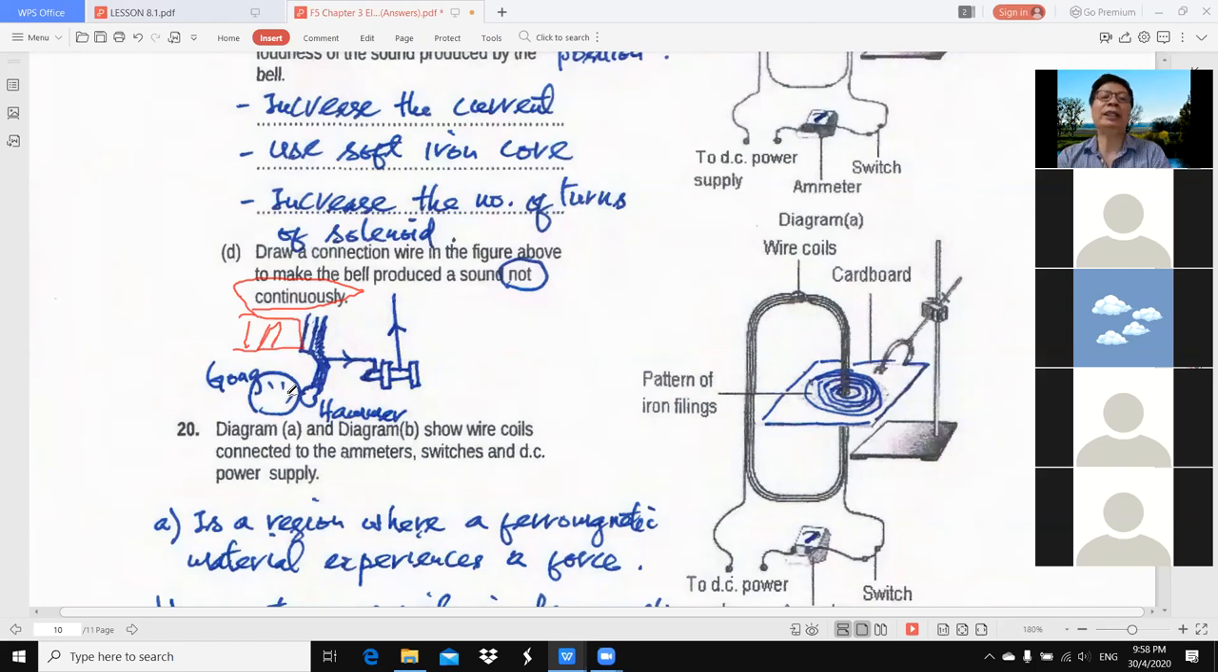So by doing this, you can make this bell not sound continuously. So you add a wire here. Near the armature, add one extra wire to the screw here. Add one extra wire, conduct the current. You never disconnect the circuit. Understand?